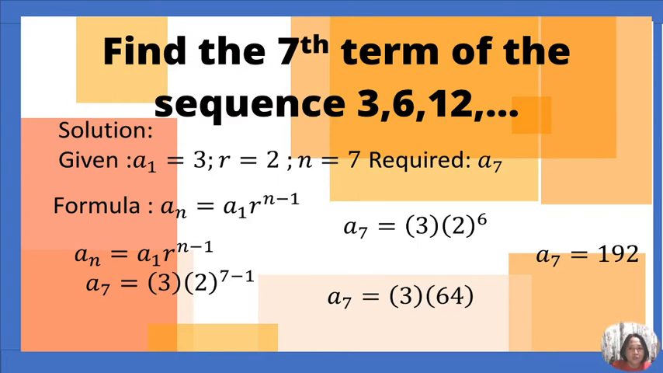So the formula to be used is a sub n equals a sub 1 times ratio raised to n minus 1. By substitution, you will have a sub 7 equals 3 times 2 raised to 7 minus 1. 7 minus 1 is 6, and 2 to the 6 is 64. Times 3, that's 192. So the 7th term is 192.